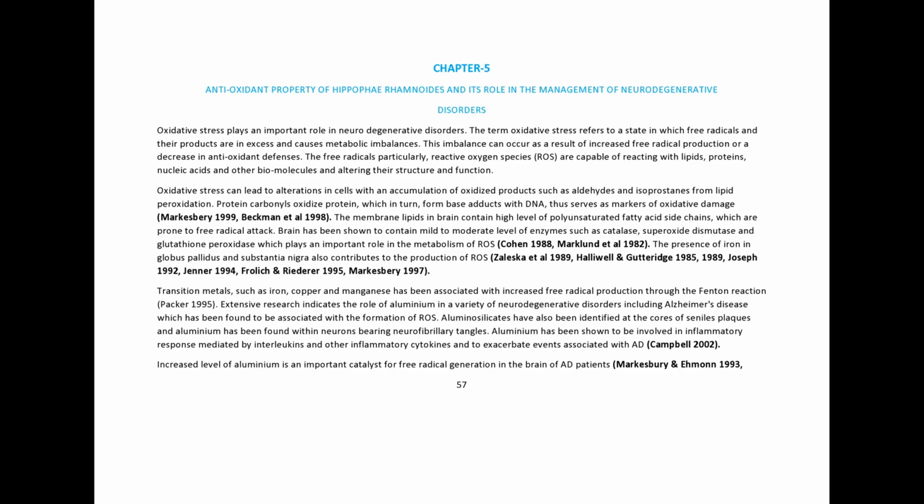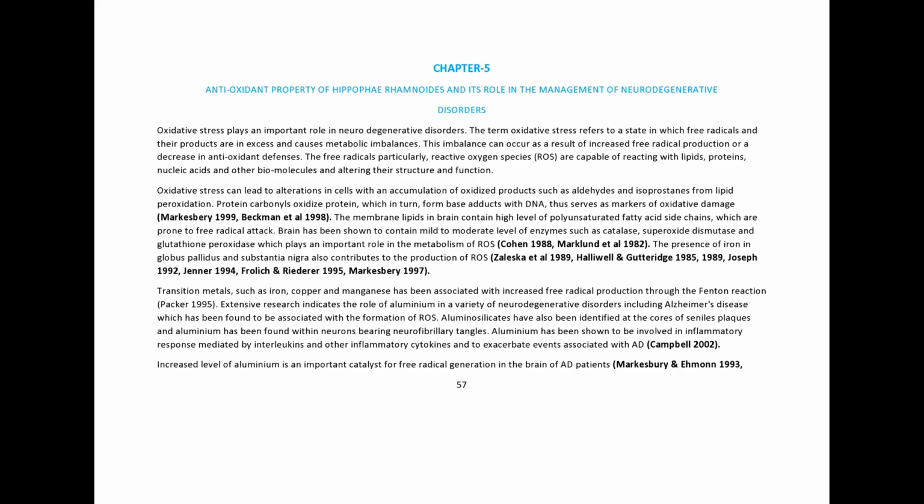The presence of iron in globus pallidus and substantia nigra also contributes to the production of ROS. Youdim et al. 1989, Halliwell and Gutteridge 1985, 1989, Joseph 1992, 1994, 1995, Markesbery 1997. Transition metals, such as iron, copper and manganese, have been associated with increased free radical production through the Fenton reaction, Packer 1995.